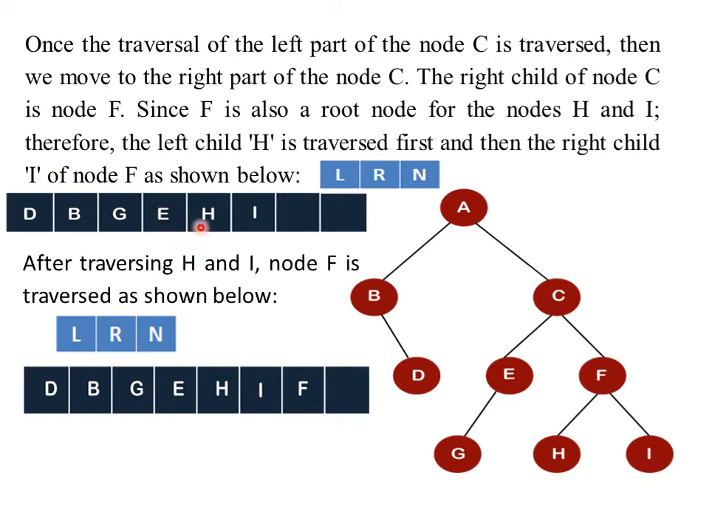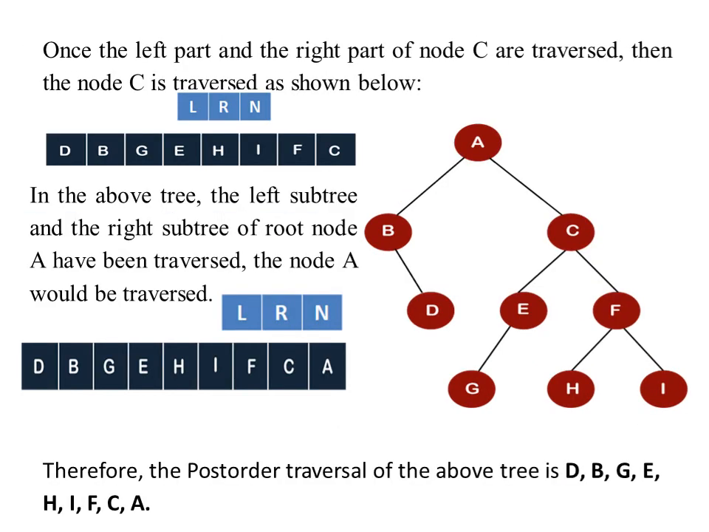After that, what happens? H, I is printed. After H and I, what is the node here? You can find, that is F. After traversing H and I, node F is traversed as shown below. This one gets printed. Now after F, what remains is C. Once the left part and the right part of the C node are traversed, then the node C is traversed as shown below.